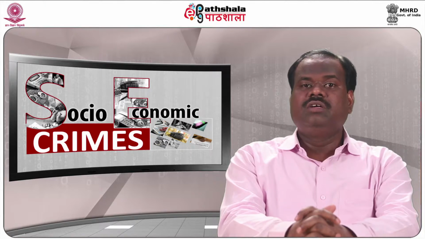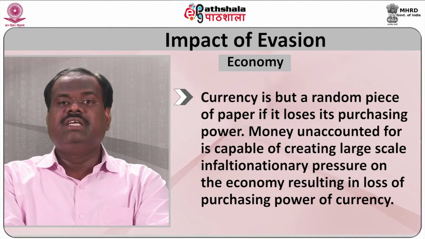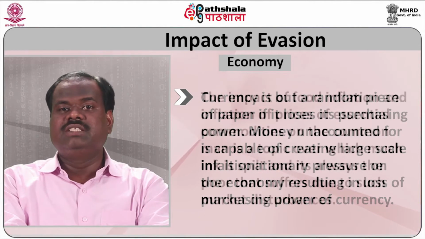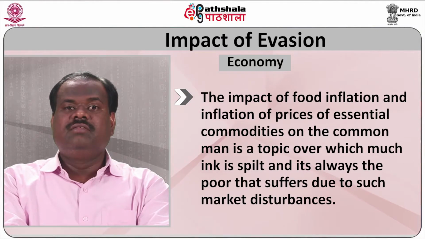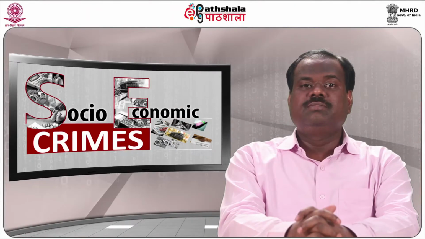The impact of evasion on the economy. Currency is but a random piece of paper if it loses its purchasing power. Unaccounted money is capable of creating large scale inflationary pressure on the economy, resulting in the loss of purchasing power of currency. The impact of food inflation and inflation of prices of essential commodities on the common man is a topic over which much ink is spilt, and it is the poor that suffer due to such market disturbances. A case in point is the real estate sector, where the large scale influx of black money has resulted in property prices shooting through the roof and pricing the common man out of the race to buy property.